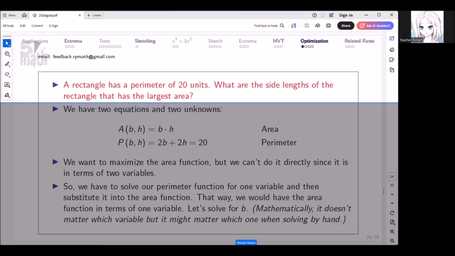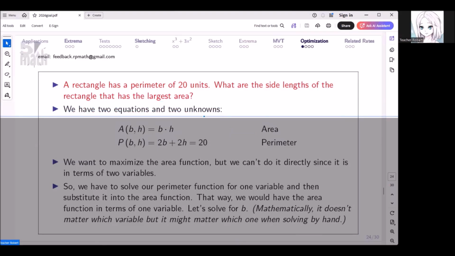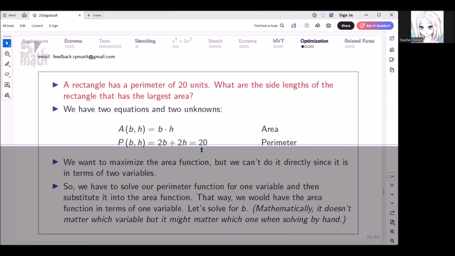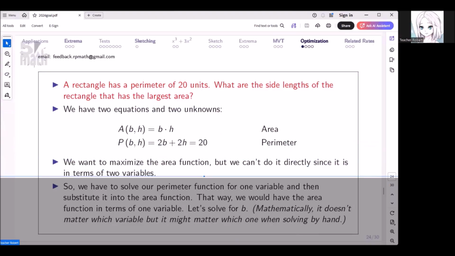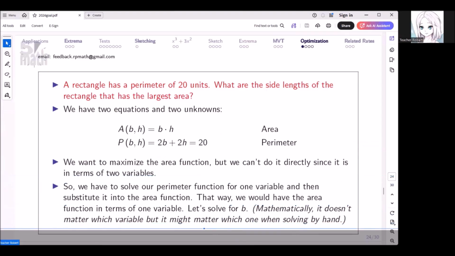A rectangle has a perimeter of 20 units. What are the side lengths of the rectangle that has the largest area? We have two equations and two unknowns. Area, perimeter. We want to maximize the area function, but we can't do it directly since it is in terms of two variables. So we have to solve our perimeter function for one variable and then substitute it into the area function. That way, we would have the area function in terms of one variable.